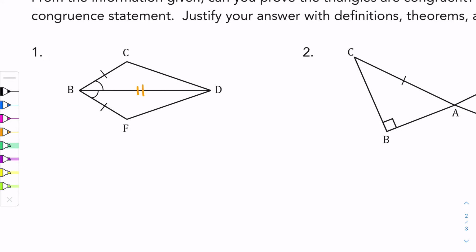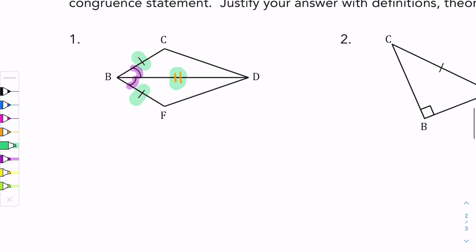So if I look at this model, I see that I have side BC congruent to side BF. I can see that I have angle DBF congruent to angle DBC. And then I see that both triangles share this side, which means it is congruent between the two. This is going to be side, angle, side. My two sides are the sides or the rays of the angle.